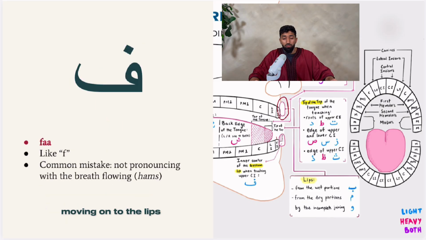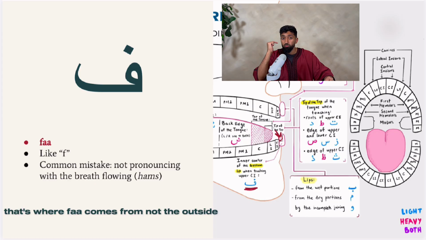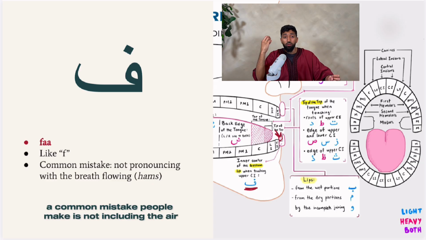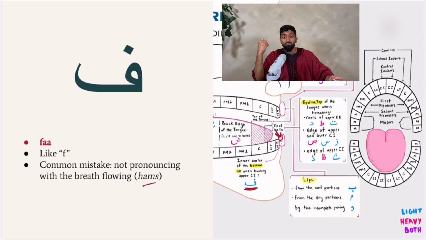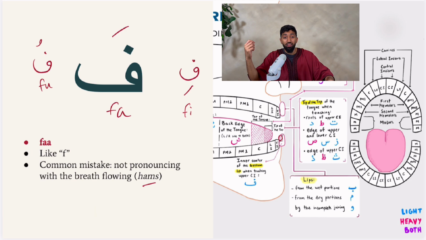Moving on to the lips. Fa is the letter that comes from the lips when the top central incisors touch the inside of the bottom lip. That's where fa comes from. Not the outside, like that, but the inside, fa. It's like the letter F. It's very airy. A common mistake people make is not including the air and saying ba, ba. But when in reality, it's fa. And you should almost be able to hear the air across the room. Again, having that quality of hams. Fa fatha fa, fa kasra fi, fa dhamma fu.